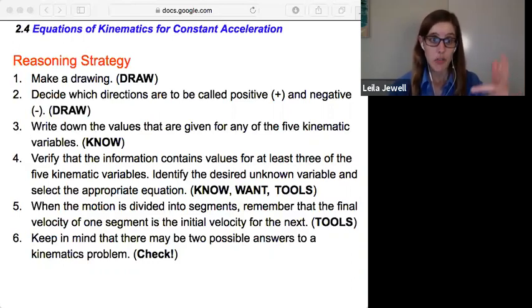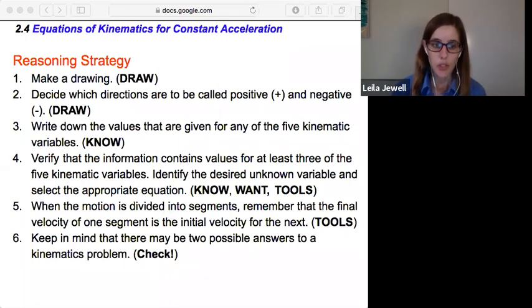So reasoning strategy, first you want to make a drawing. So draw a picture, right? And then on your drawing, decide which directions are positive or negative. So this is still part of the draw part. Then write down the values that are given for any of the 5 kinematic variables. Write down what you know. You're going to verify the information contains values for at least 3 of the 5 kinematic variables. If you have 3 of the variables known, you're good to go on these problems. It's amazing. Identify the desired unknown variable and select the appropriate equation. So the unknown variable is what you want to solve for. The appropriate equation is the tool you're going to use to solve it.